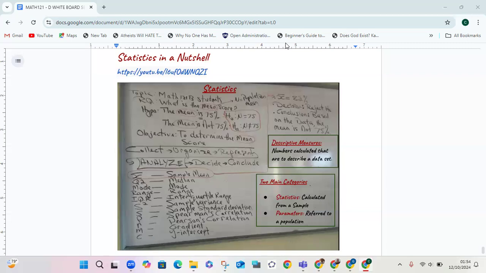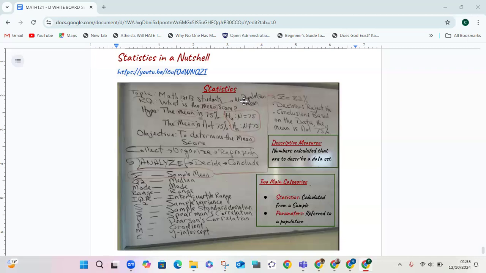Now, every question requires an answer, and an answer without evidence at the moment is called a hypothesis. So, one hypothesis is saying the mean is 75%, and the other one is saying that the mean is not 75%, two opposing statements. H0 is the symbol for the null hypothesis and always carries an equal sign. And mu is a symbol for population mean.